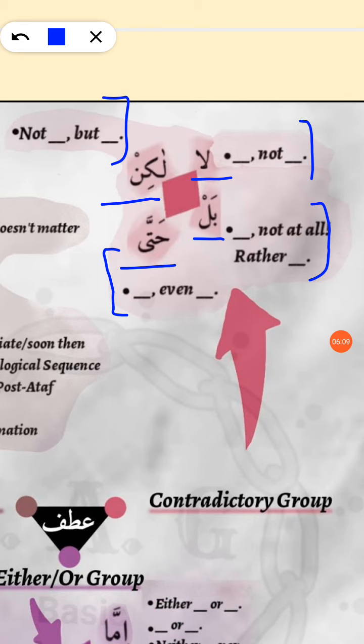Okay, so for example, la is used when you want to say it rained, not snowed. Or if you want to use the negatives portion first, then you can say it did not rain but snowed. So that's how you're going to differentiate between la and lakin. In la, you're going to mention the correct information in the pre-ataf portion, and you're going to mention the wrong information in the post-ataf portion.